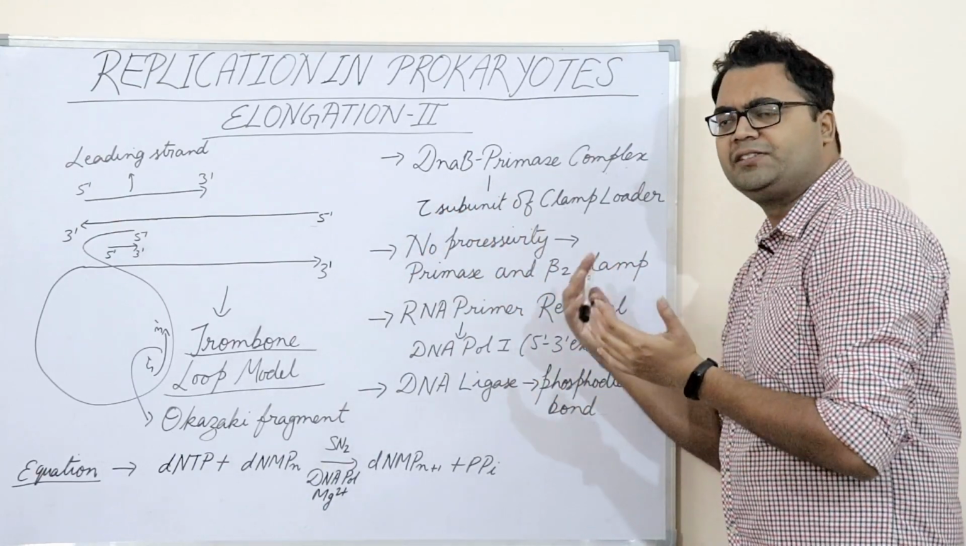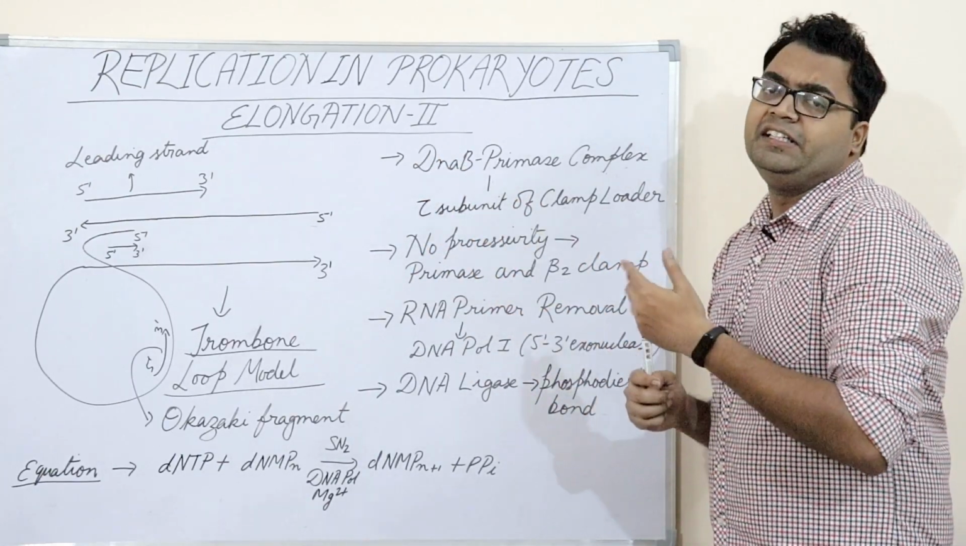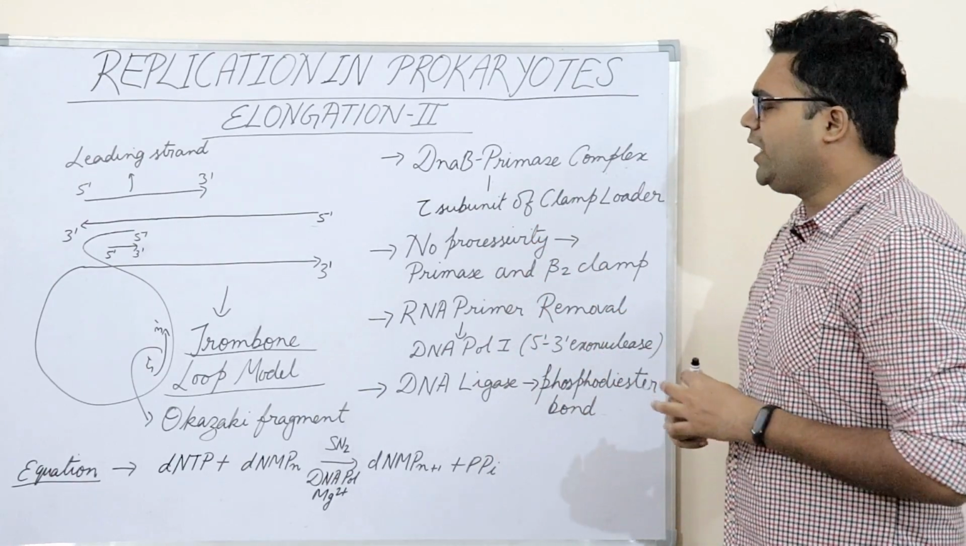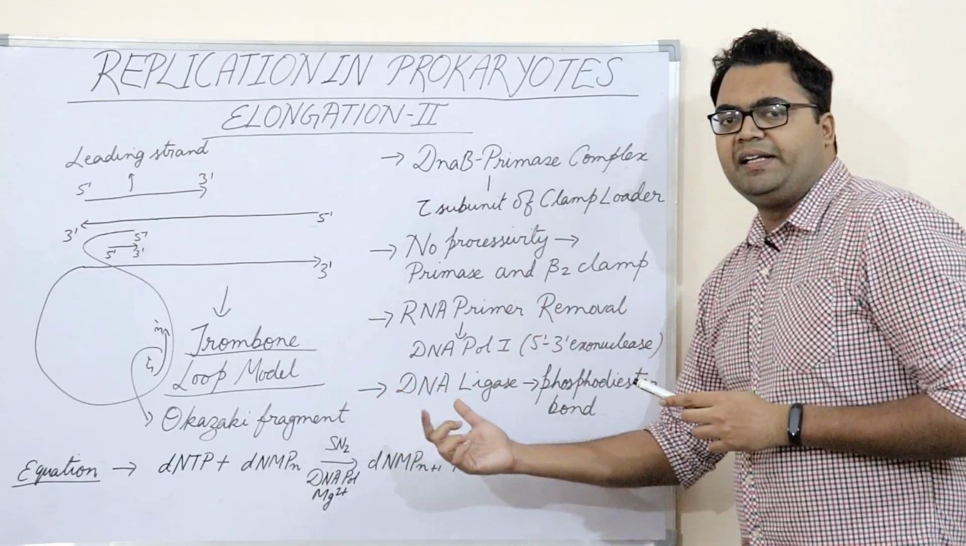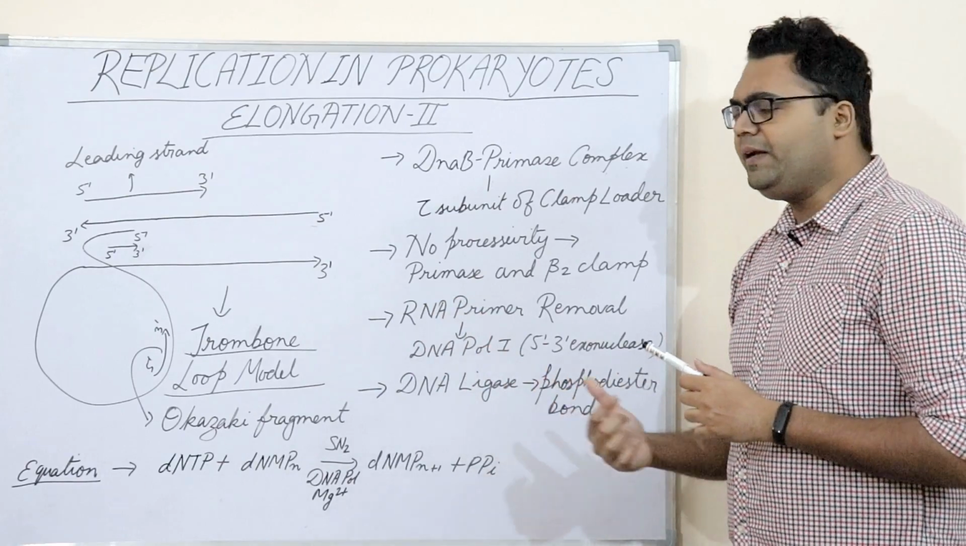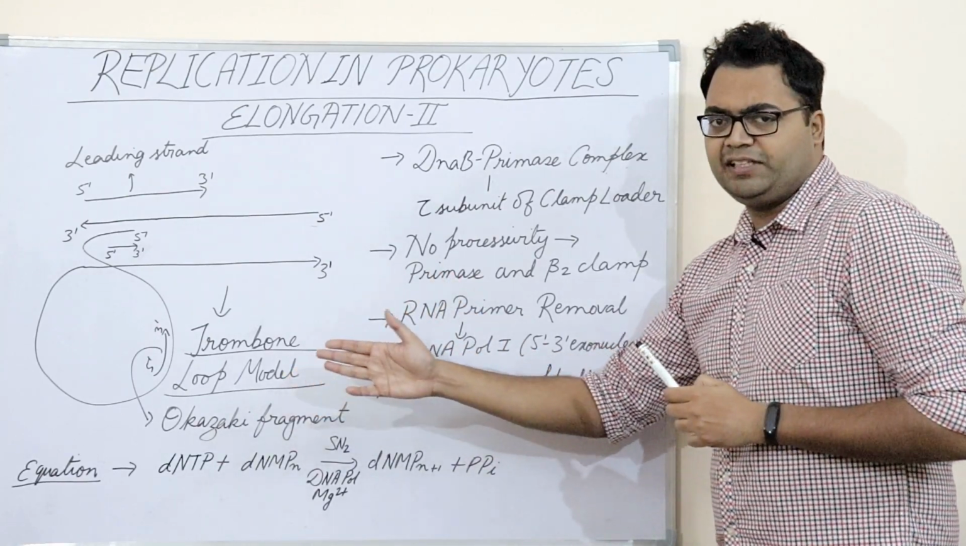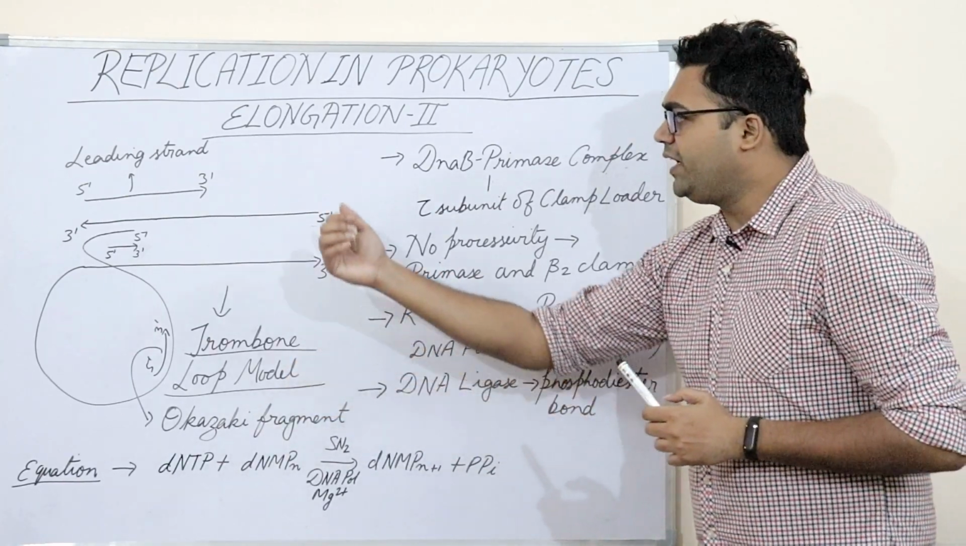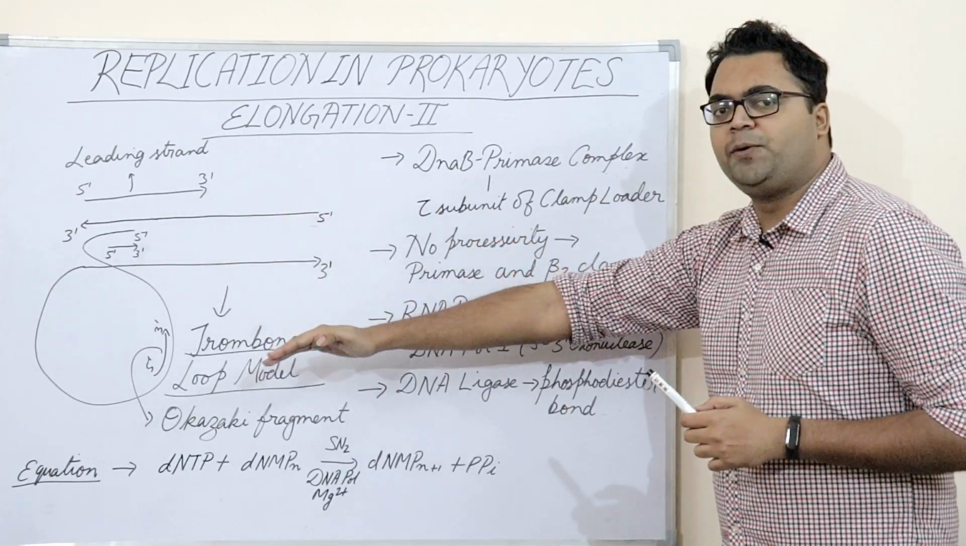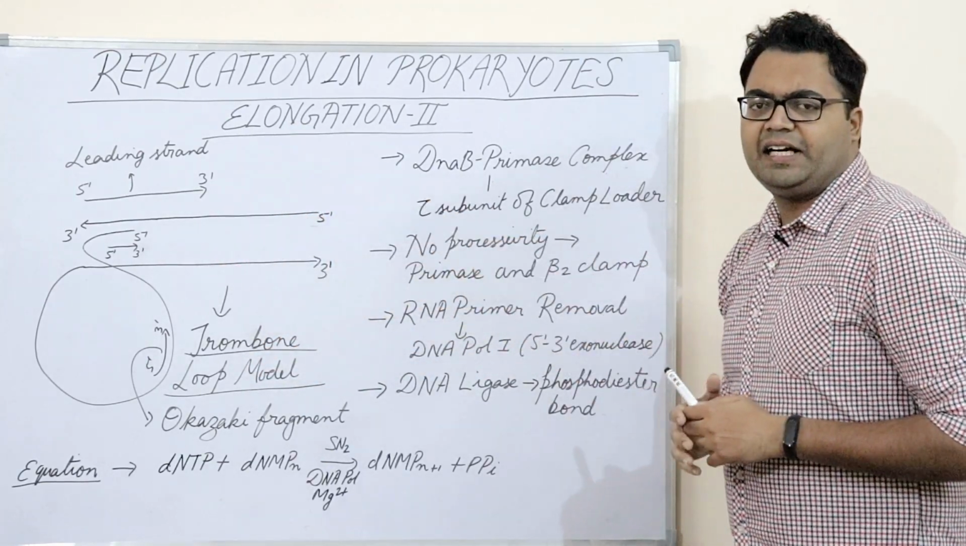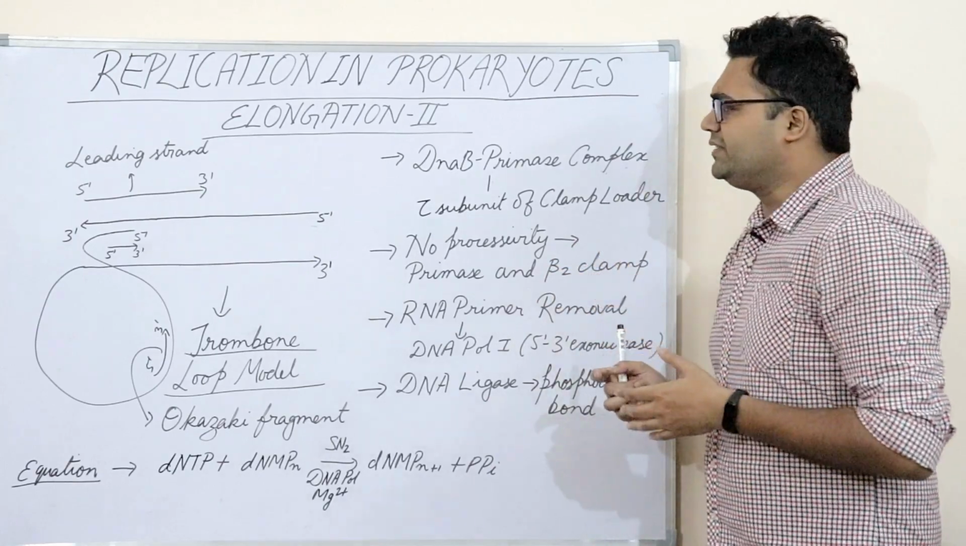in E. coli or Escherichia coli. Now we will be talking about the molecular and biochemical details. How do the nucleotides, the dNTPs, deoxyribonucleotides, get added, and how do the leading strand and the lagging strand phenomenon stack up? Now let's get down to business.